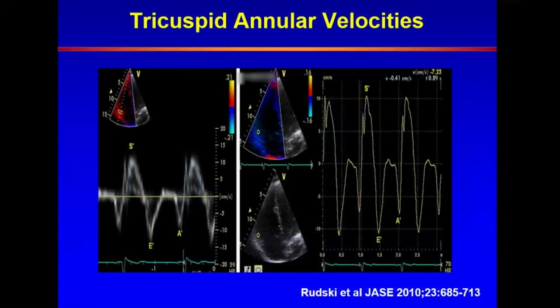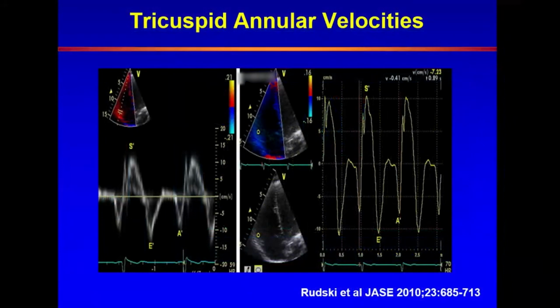Again, for both TAPSE and S prime, there are some validation studies showing significant correlations, in the range of 0.4, 0.5, with radionuclide angiography for RVEF, and some with CMR, and some with 2D RV EF, albeit that is not accurate and not really recommended, that 2D approach for RVEF.